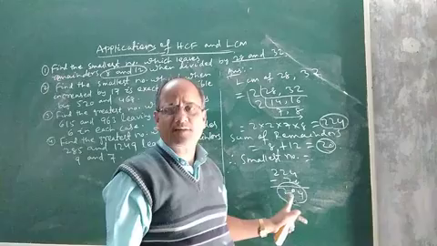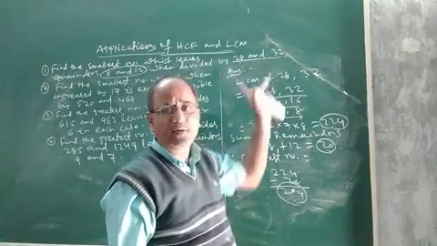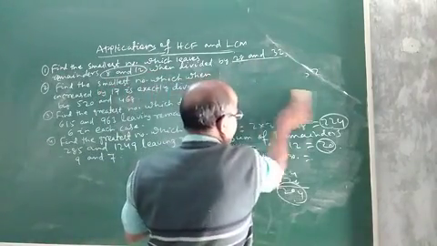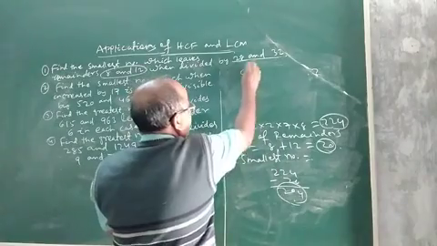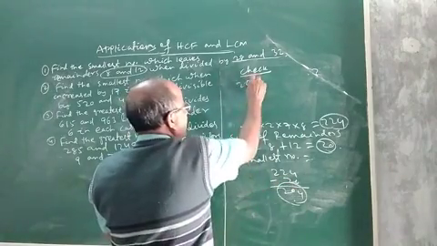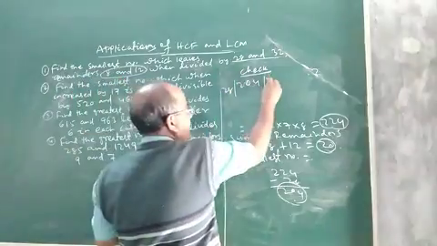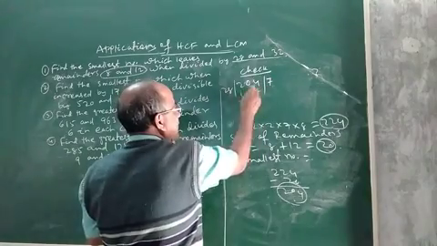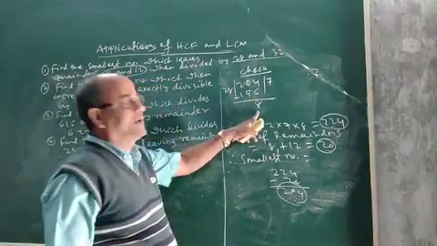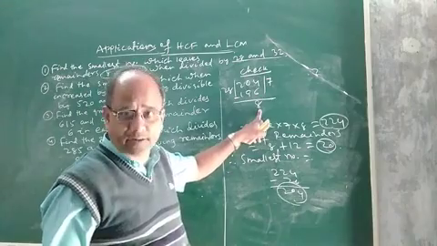Now let us confirm that this is the smallest number which when divided by 28 and 32 leaves remainders 8 and 12 respectively. Let us verify whether our answer is correct or not. 204 divided by 28: 7 times 28 is 196, and 204 minus 196 is 8. The remainder is 8. If we divide this number by 28, it gives remainder 8.